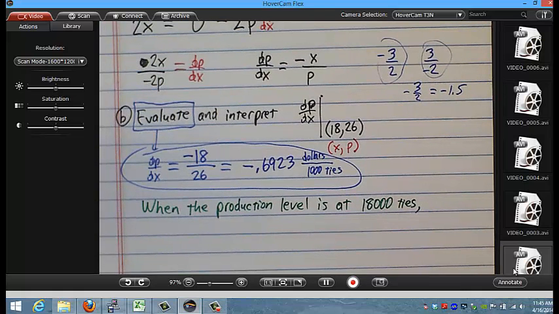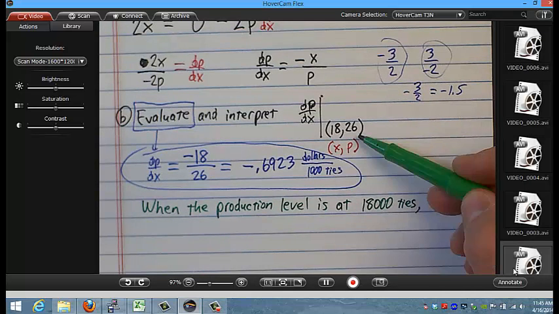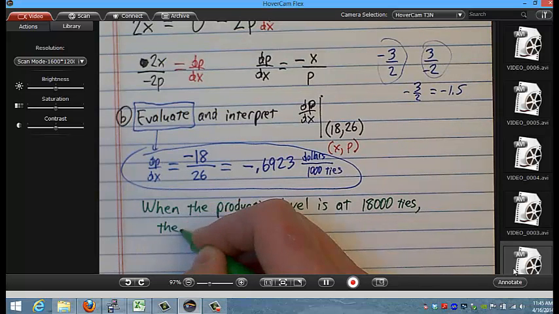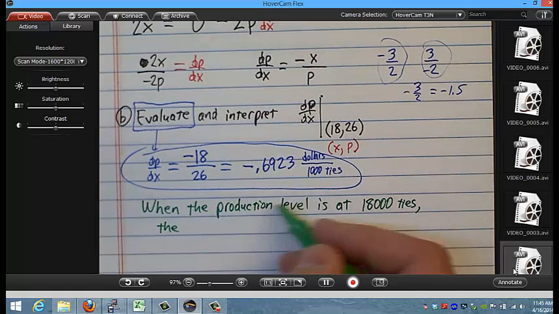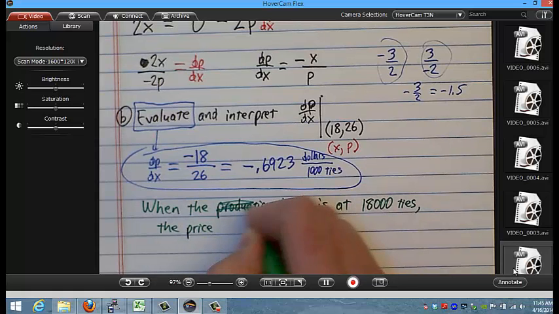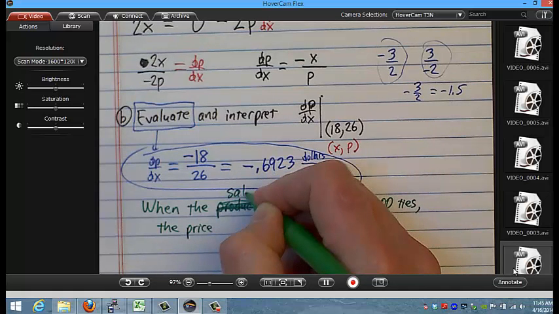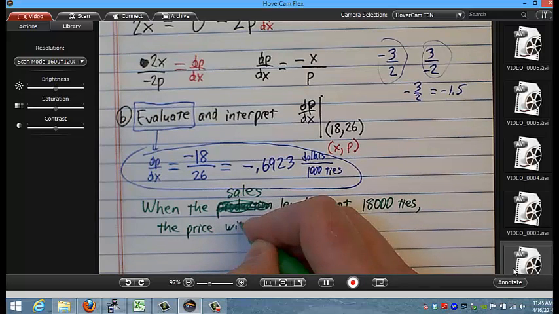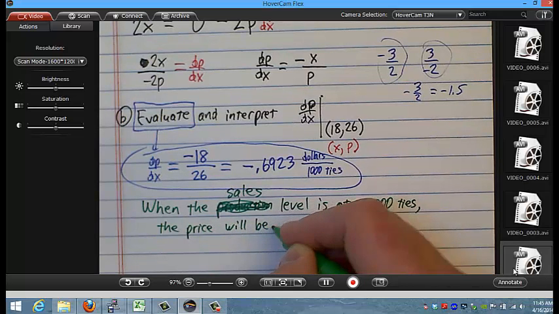There's a couple things I can say. First of all, just the fact that I have an 1826 here, I'm going to say, and really maybe it should be the sales level, I don't know. But the price, so let's say sales level. The price will be, well, $26.